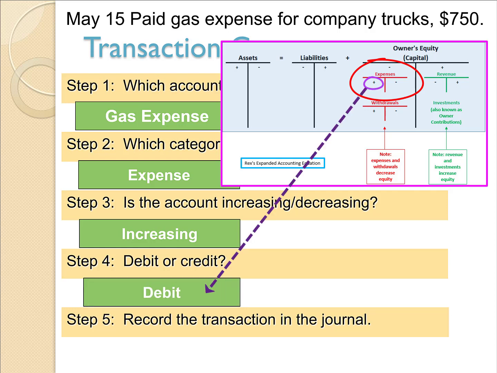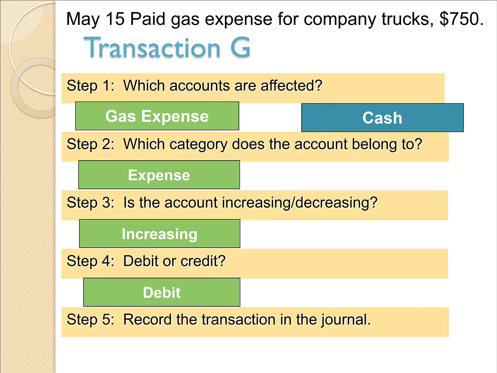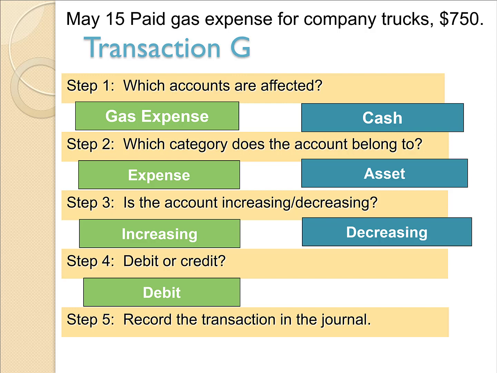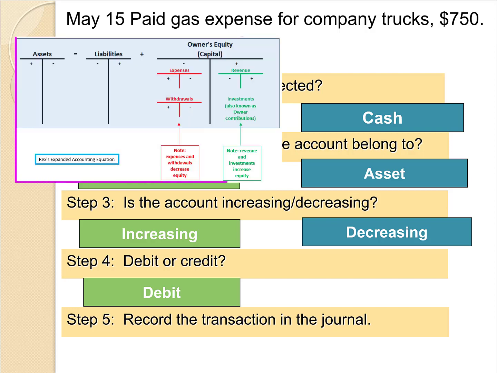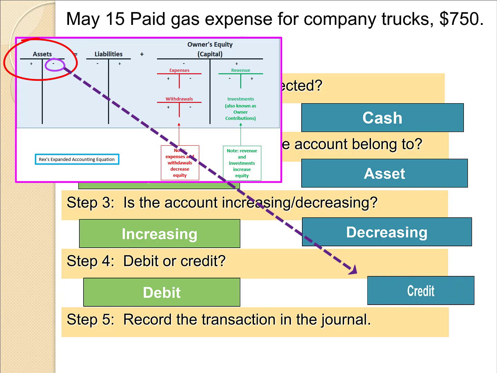So let's figure out what the other account is again. Since we paid for it, cash is involved. And which category does cash belong to? It's obviously an asset. And is our cash increasing or decreasing when we pay for something? Cash is decreasing, and therefore we need to look at our accounting grid. If cash is decreasing, is that a debit or credit? It's a credit.